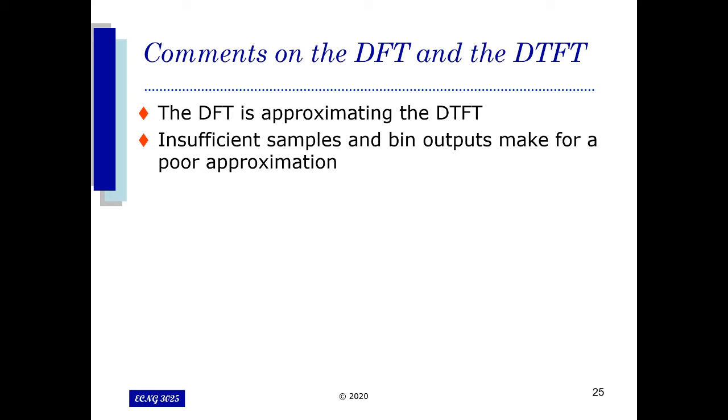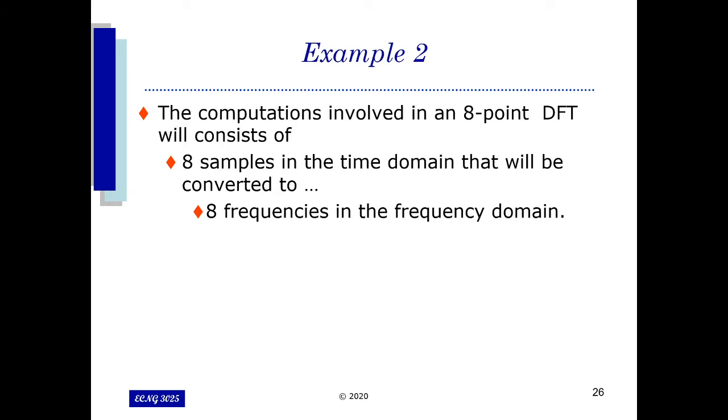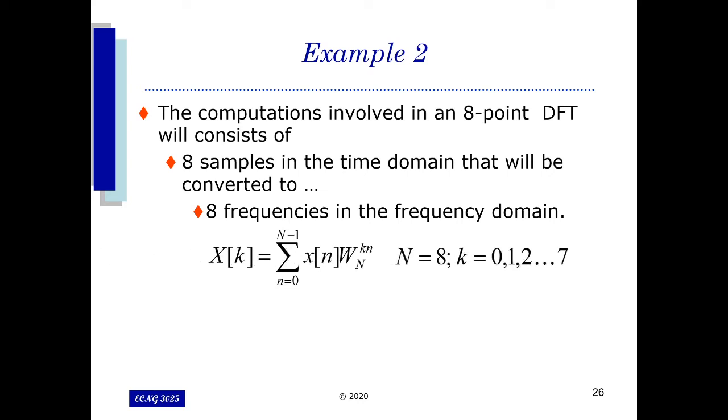Instead of using a 5-point DFT, let's go to an 8-point DFT and examine the computations involved here. An 8-point DFT means you're going to have to take 8 samples in the time domain in order to get 8 frequencies in the frequency domain. And that means that for the twiddle factors here, because capital N is going to be 8, k is going to go from 0 to 7, and we apply it here into our equation.